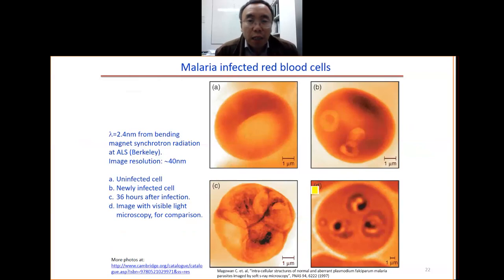Here are examples of X-ray imaging. This is a malaria-infected red blood cell. You can see the X-ray image, and this is the optical microscope image. So you get better resolution than with the optical microscope image.